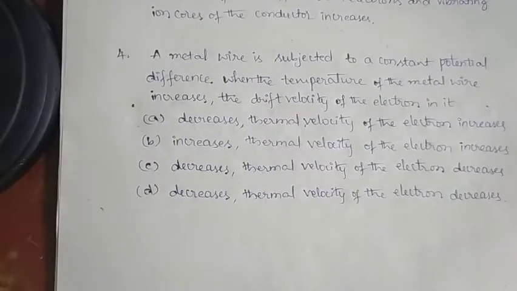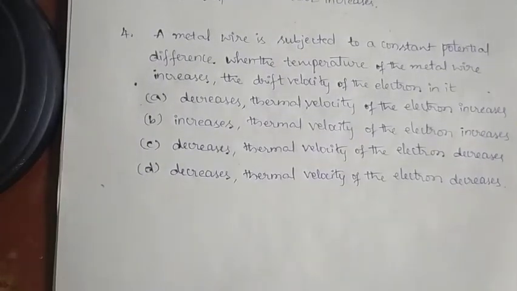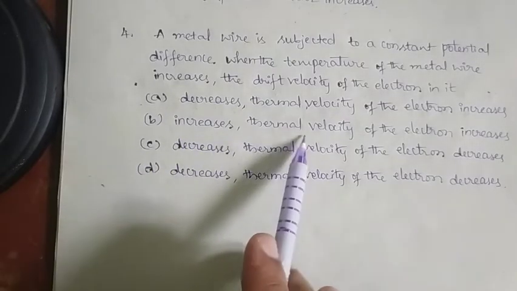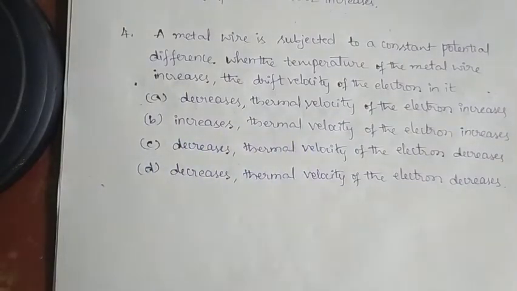A metal wire is subjected to a constant potential difference. When the temperature of the metal wire increases, the drift velocity of the electron in it: option A, decreases, thermal velocity of the electron increases; option B, increases, thermal velocity of the electron increases; option C, decreases, thermal velocity of the electron decreases; option D, decreases, thermal velocity of the electron decreases.